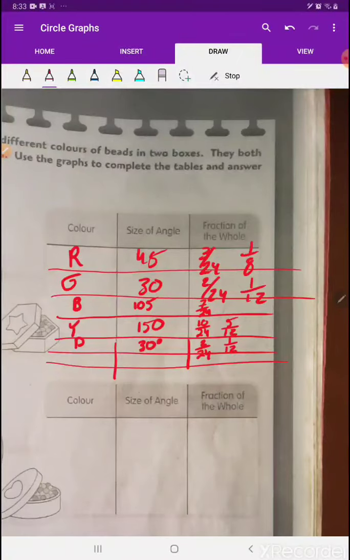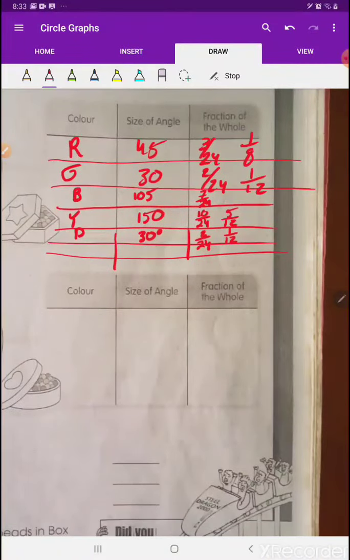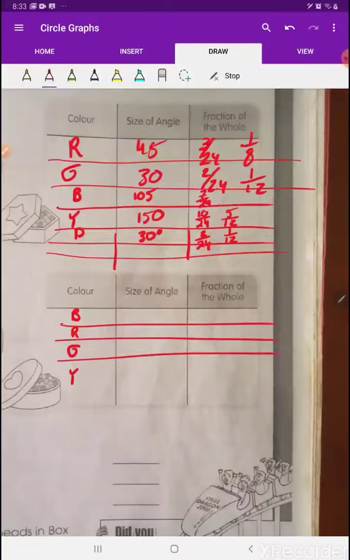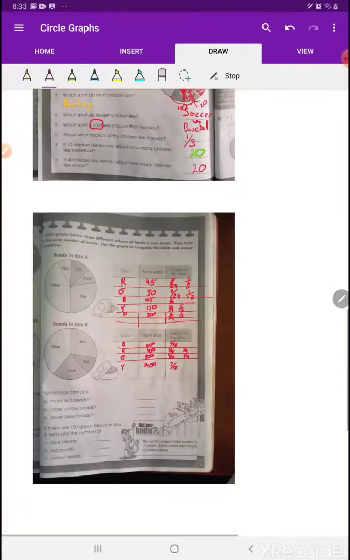Okay, all right, and then the next one here, we again go blue, red, green, yellow. There's no pink in this one. And my numbers are 100 degrees, 40 degrees, 80 degrees, and 140 degrees. And my fractions are 5/18, 2/18, which is the same as 1/9, 4/18, which is the same as 2/9, and 7/18, which is in simplest form already. Okay, so those are the numbers you should have had there.